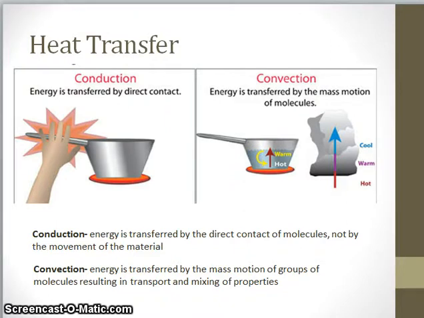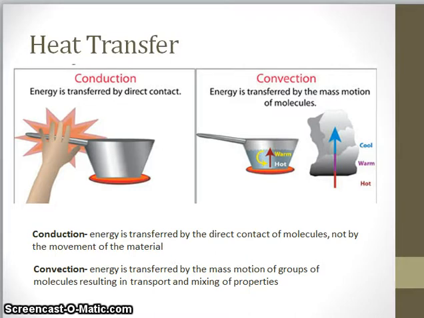Conduction is energy transferred from direct contact. If you put your hand on a hot burner, the part that you touch to the burner is going to get hot immediately. It's going to have that molecule transfer, and if you leave it there long enough, the rest of your hand will get hot. Think about putting a pan on the stove: the bottom of the pan gets hot, and it takes a while for the handle of that pan to get hot.